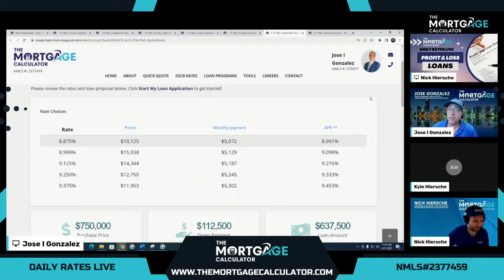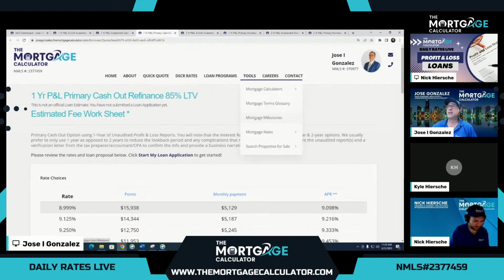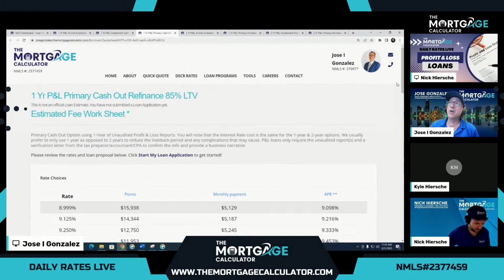Remember, 15% down, 1 unit investment using P&L. You're talking here, conventional would just love to be able to do this. So now we're going to go to our 1 year P&L primary cash out, 85% LTV.